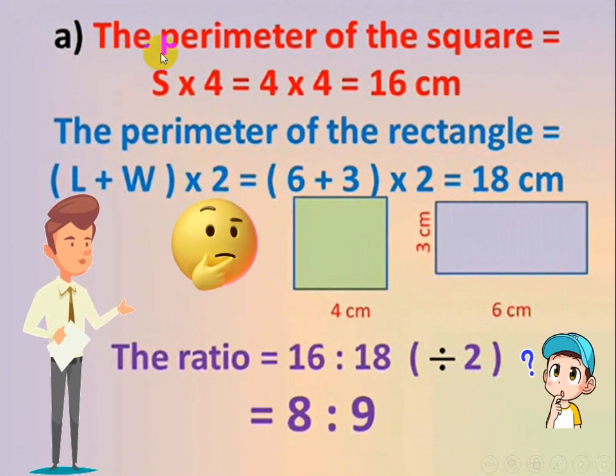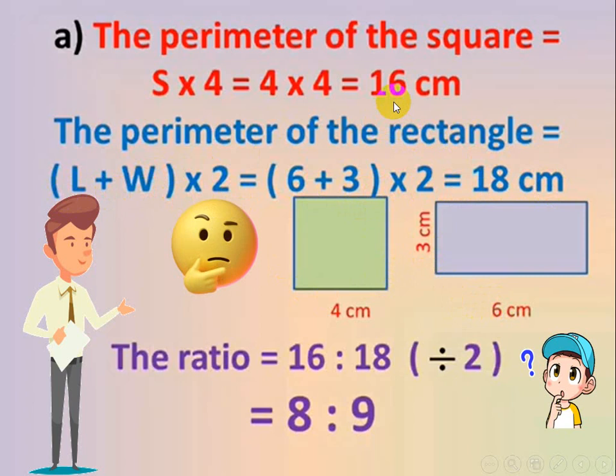Number A, the perimeter of the square equal side length times 4, as you know. Side length of the square equals 4. So 4 times 4 equals 16 centimeter. The perimeter of the rectangle, can you remember the rule? Yes, length plus width, all times 2. Substitute 6 plus 3, all times 2. It will be 18 centimeter.